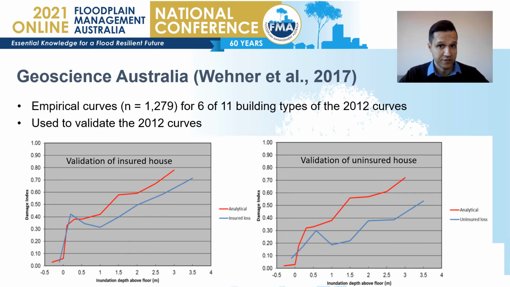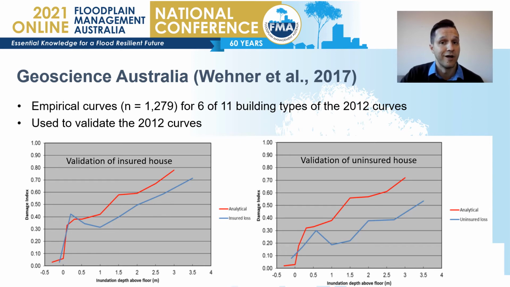The 2012 curves from Geoscience Australia were then validated against empirical data, against real damage observations in 2017, still by Geoscience Australia. The data was collected via postal surveys of over 1,000 addresses, and it was used to create empirical curves for 6 of the 11 building classes of the 2012 curves. Given the large sample and the high number of classes, it is reasonable to assume that these empirical curves were fairly accurate.